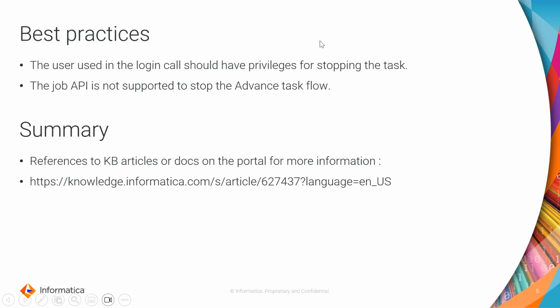Best practices: always use a user who has the privilege to stop the task. Also, the job API is not supported to stop an advanced task flow. If you have any further queries or need more details on the particular APIs and how to stop a running job using REST, you can refer to the KB given below.